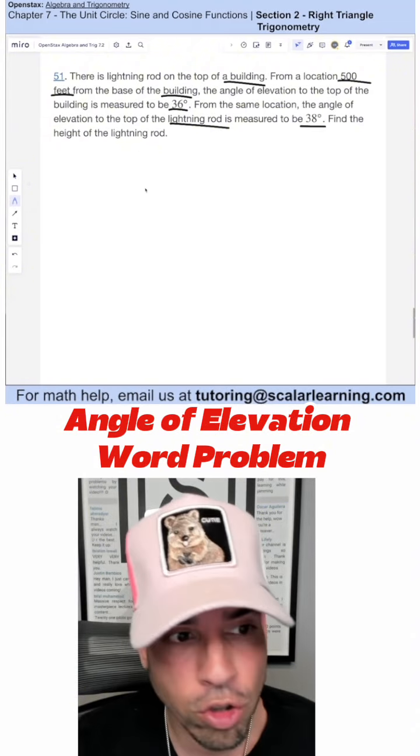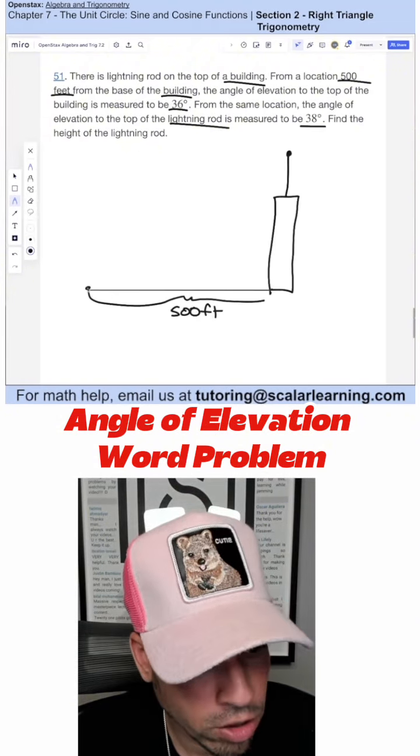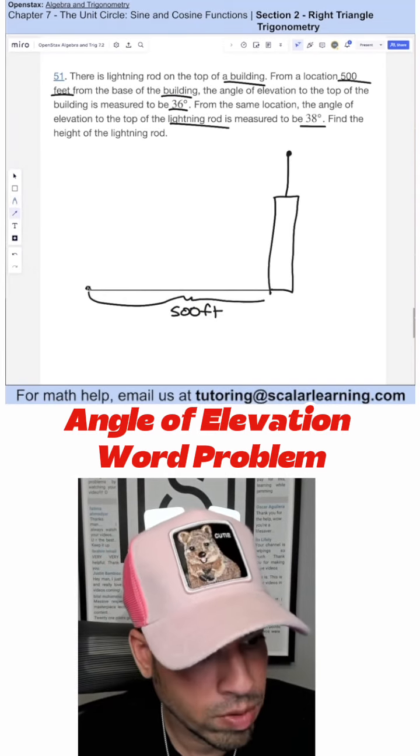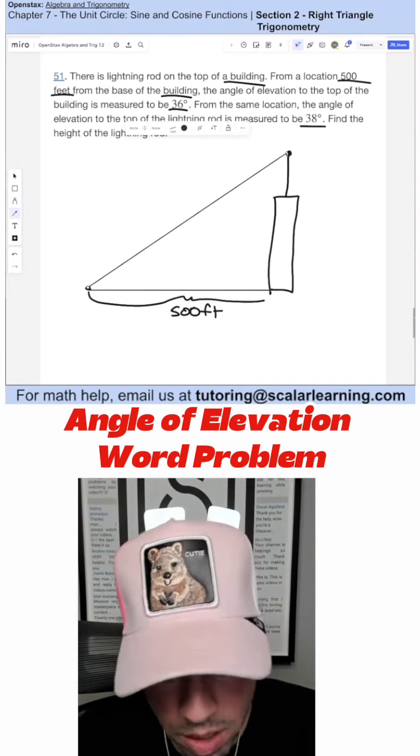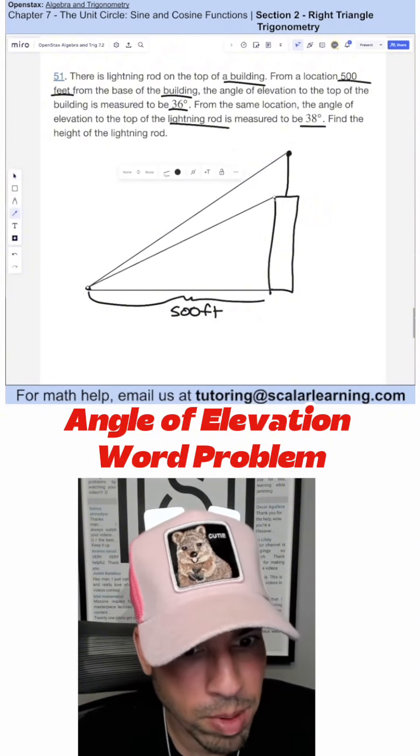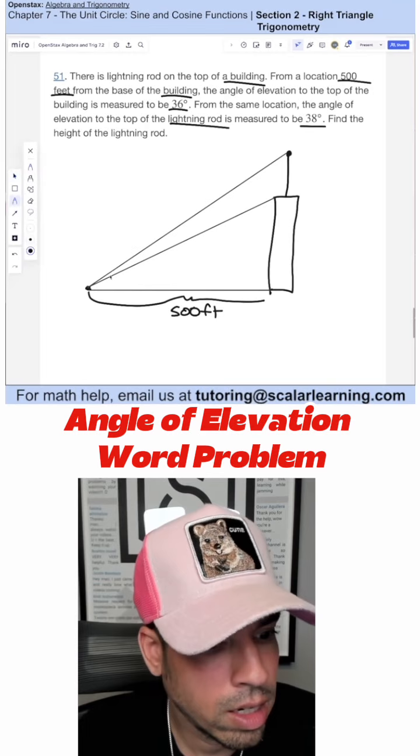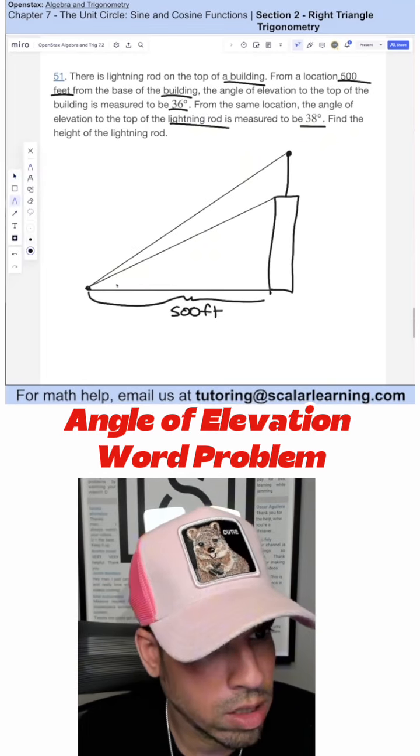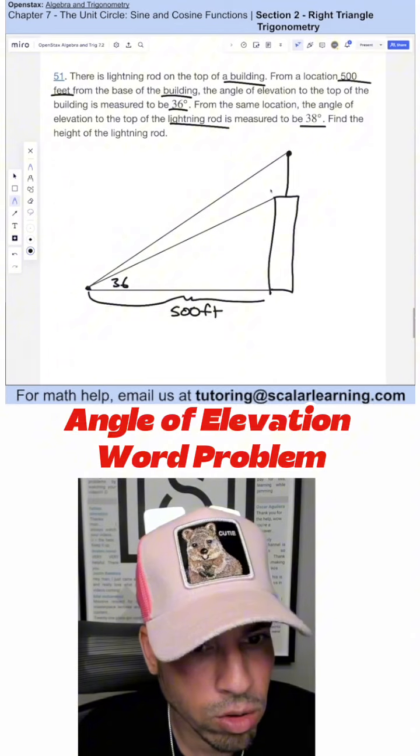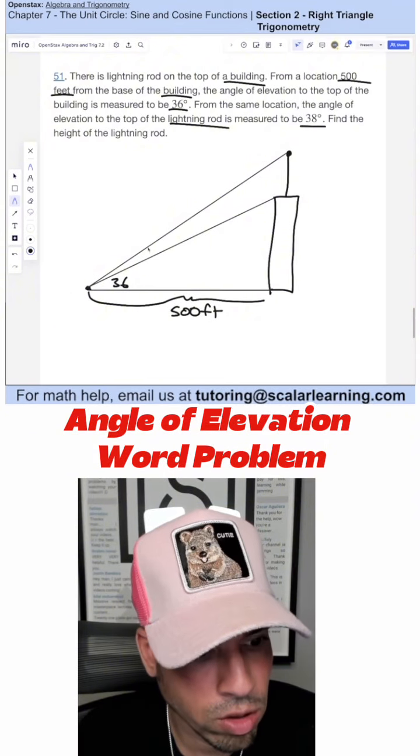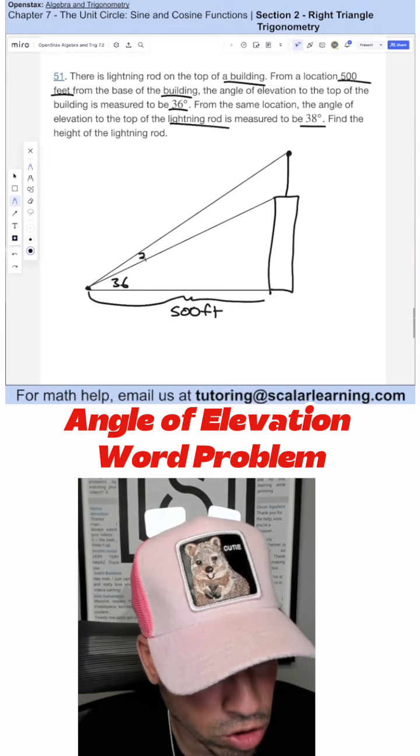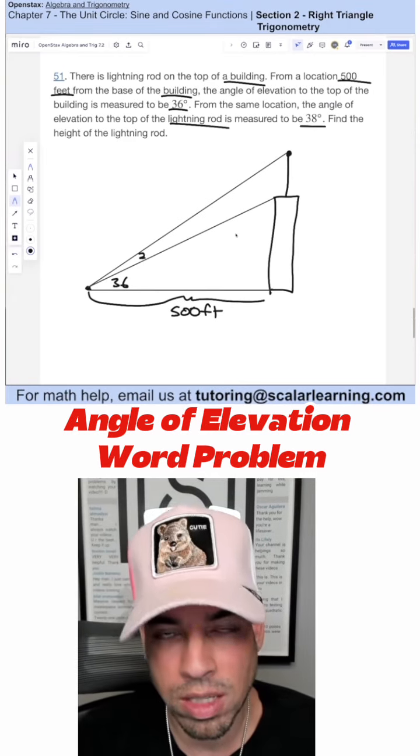So we need to draw this out. We have a location here that's 500 feet from the base of the building. They said that we've got two angles of elevation: going up to the top of the lightning rod, and also going to the top of the building. This angle here to the top of the building is 36. And this entire angle to the lightning rod is 38. So this angle is 38, which means this little baby angle in here is just 2 degrees. So I'm going to write 2 so it doesn't get too confusing.